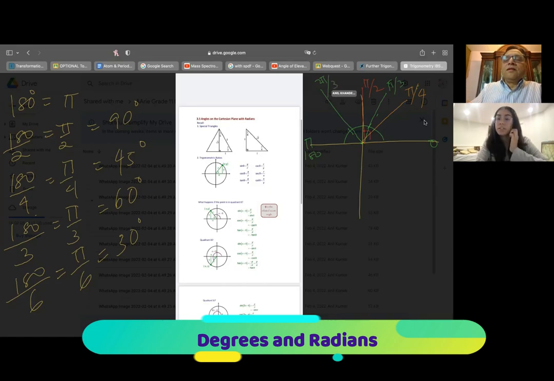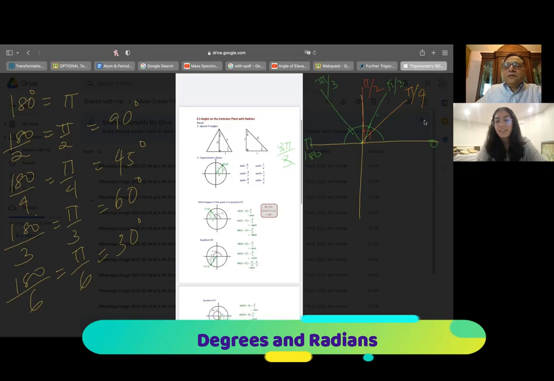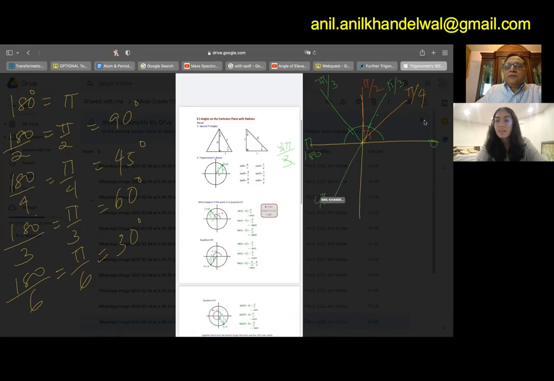Because pi by 3 and pi by 3 makes us 2 pi by 3. And this will be 3 pi by 3. You see that 3 pi by 3? 3 and 3 cancel, and we have pi. And if I go further, then I have 4 pi by 3. Do you see how easy it is? 5 pi by 3.